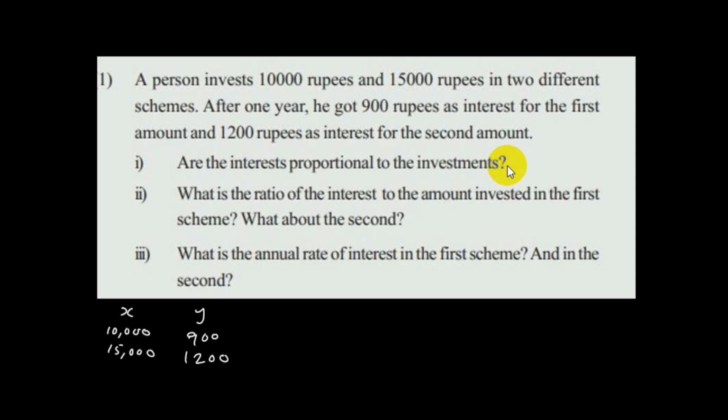Now, what about X1 is to X2? It is 10,000 is to 15,000. 10,000 is to 15,000 when reduced, we see that will be 10 is to 15. It again can be reduced to 2 is to 3. Now, what about the next two ratios? Y1 is to Y2 is equal to 900 is to 1,200. 900 is to 1,200 can be reduced as 9 is to 12.